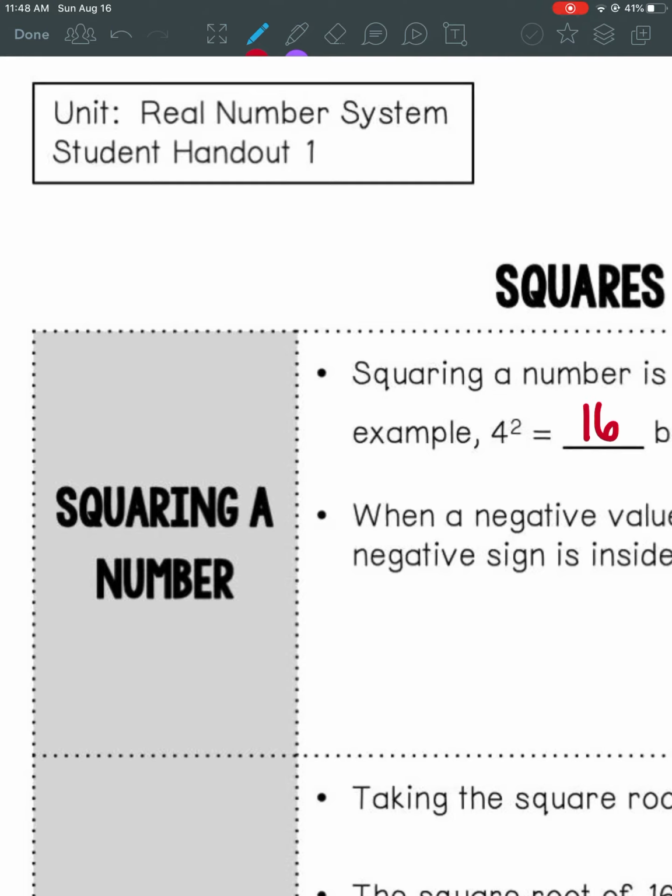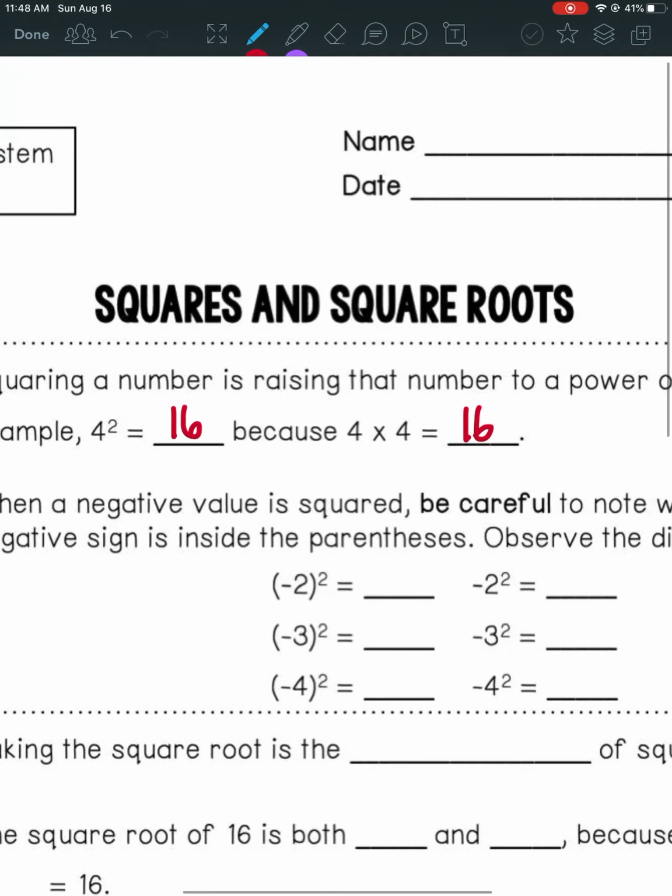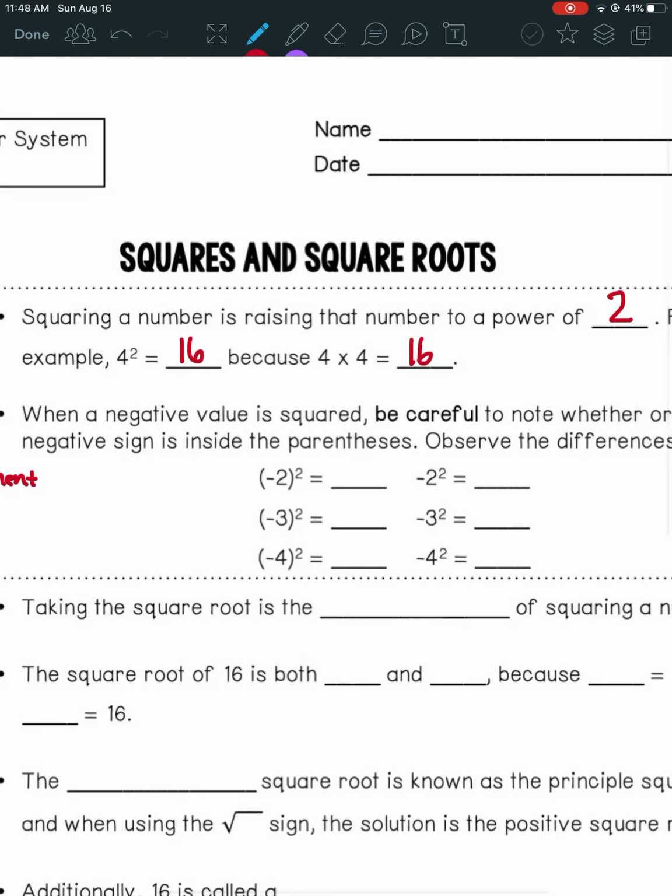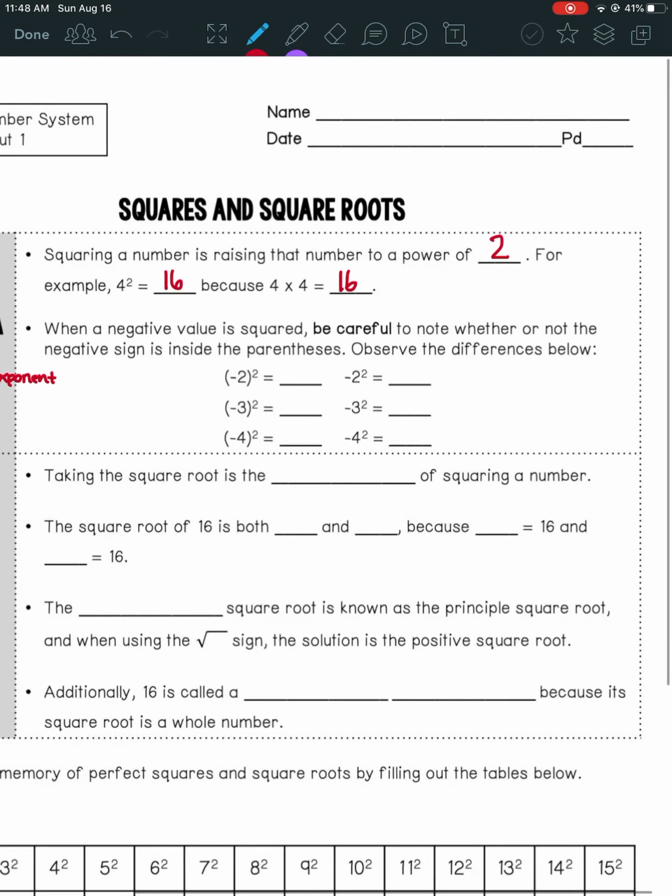All right, so for example, we have a big number and then we have an exponent. This is what we call the base. So the big number, we multiply as many times as the exponent tells us to. All right, exponents only go to what they touch. So for example, when a negative value is squared, we have to be careful on whether the exponent is touching the parentheses or the number.